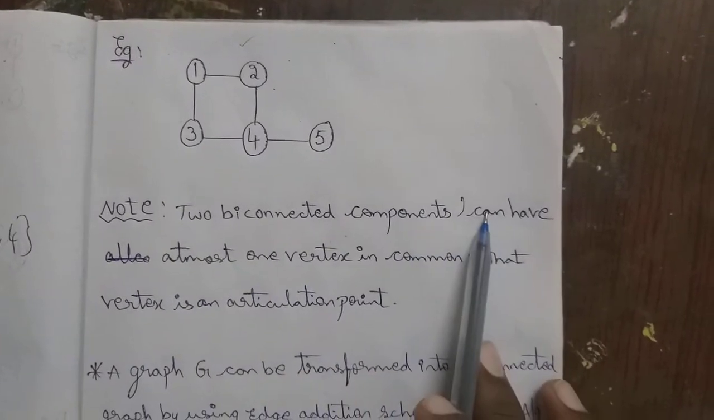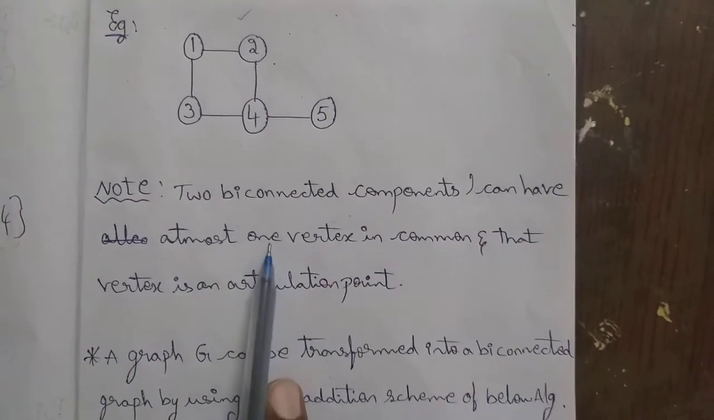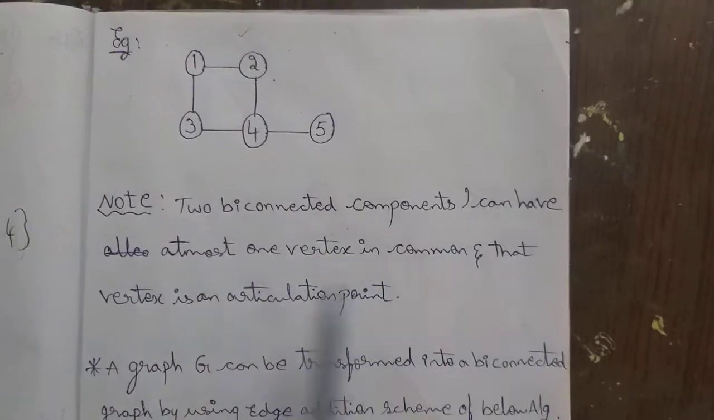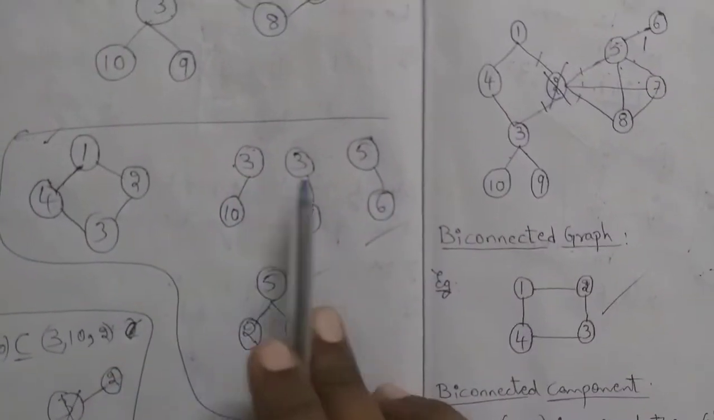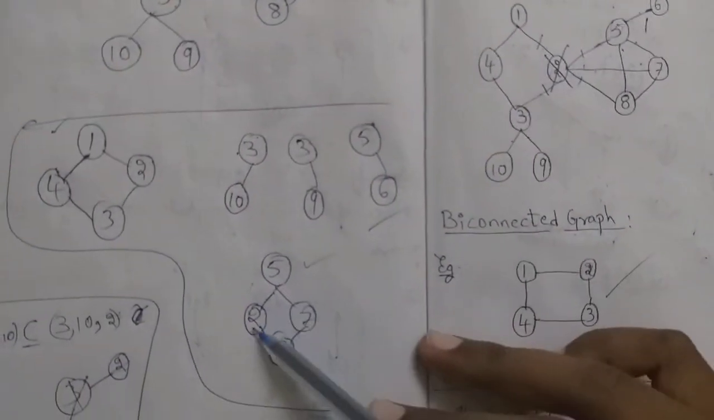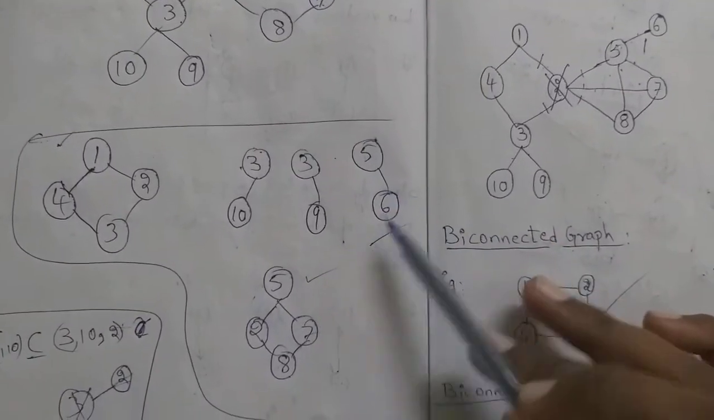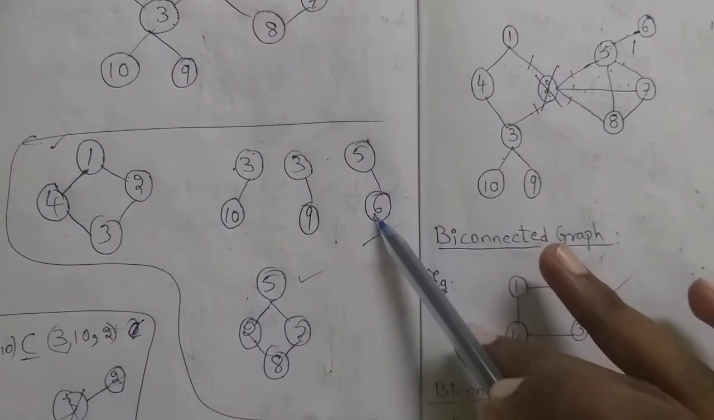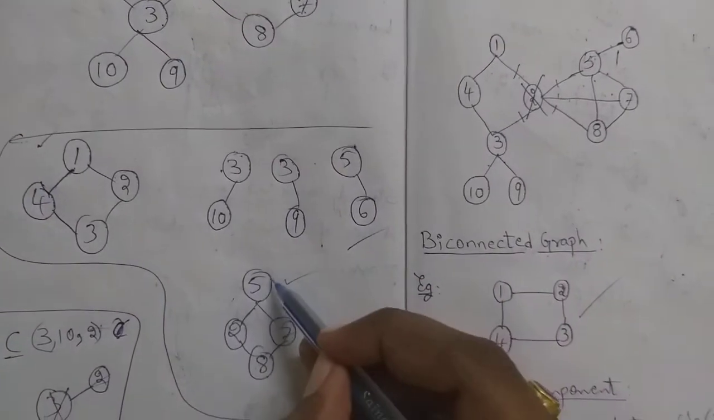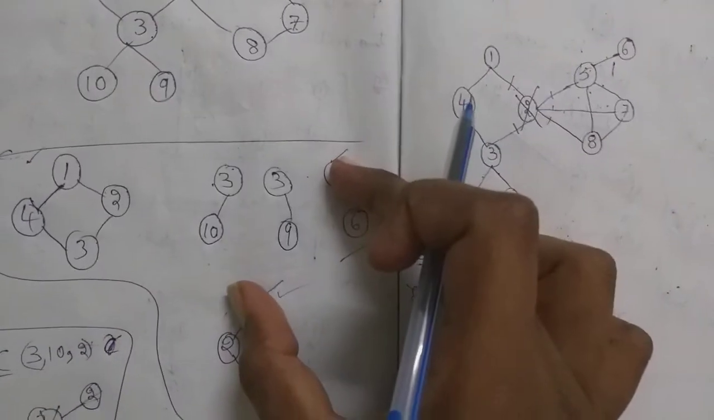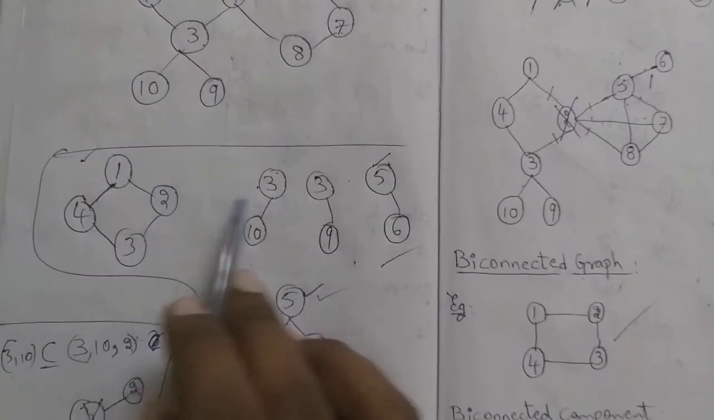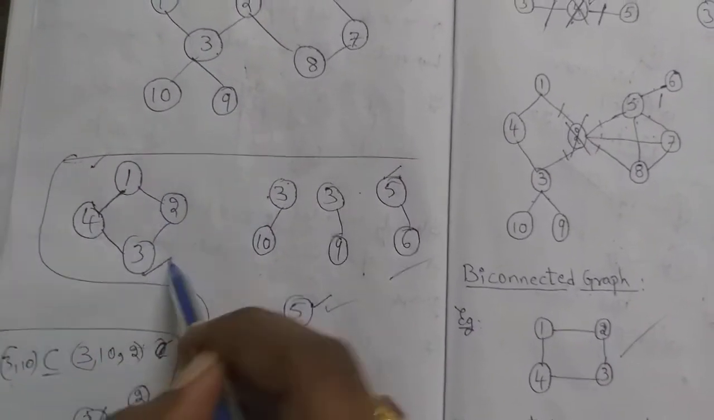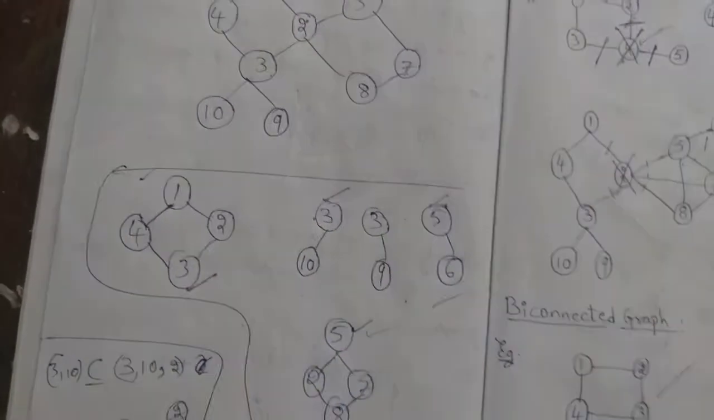Two biconnected components can have at most one vertex in common and that vertex is an articulation point. If you consider any two biconnected components, I consider 5, 2, 7, 8 and 5, 6. These two biconnected components have one vertex in common. What is that vertex? 5. And the common vertex is an articulation point. Tell me whether 5 is an articulation point or not. Yes, 5 is an articulation point. Understood? If in any two given biconnected components one vertex is common, then that vertex is definitely an articulation point.